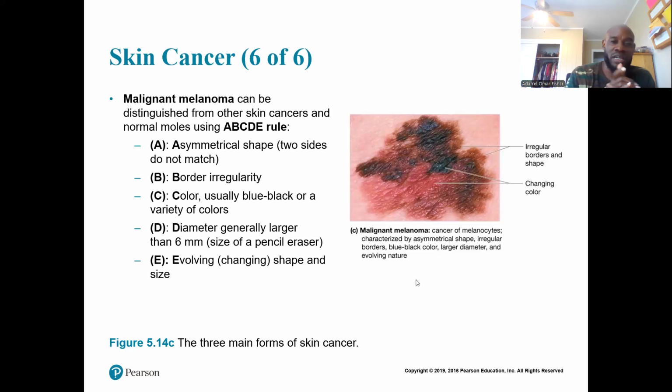Malignant melanoma can be distinguished from other skin cancers by the ABCDE rule. It's asymmetrical. It's not a nice circle. Border irregularity, the colors, the blue, black. So it just basically gives you some ideas of how we can figure out that it is malignant melanoma.